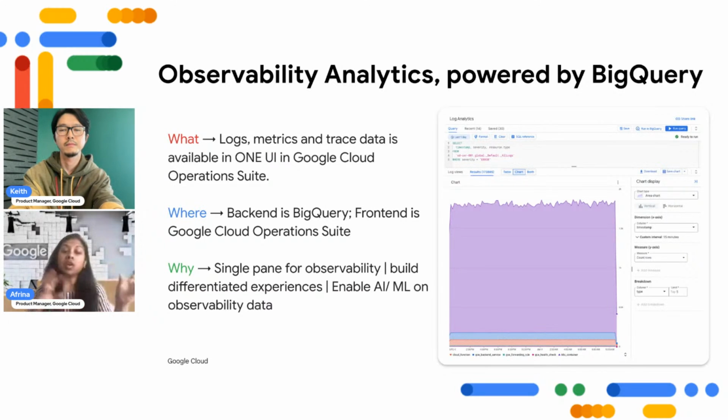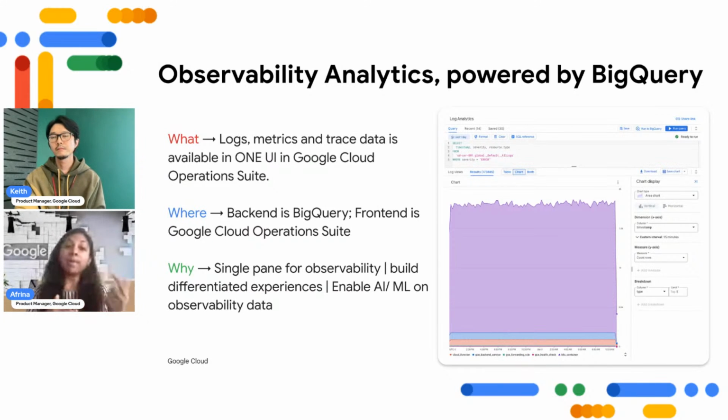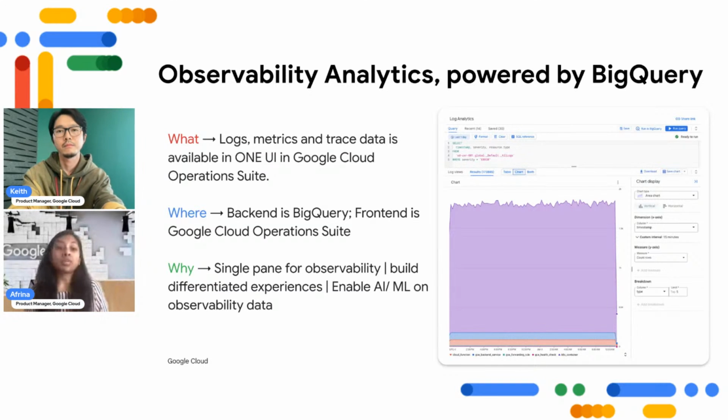So logs on the BigQuery backend is called log analytics. It's already GA. You should be able to go to your Google Cloud Console, type log analytics, as you can see in this image, and you should be able to run queries. We also have a GitHub. Just Google GitHub Observability Analytics, and you should be able to see all the sample queries that you can play around with and run. So log analytics is available. Metrics in BigQuery and trace in BigQuery is in private preview right now. You can reach out to us if you want to be included as part of private preview.